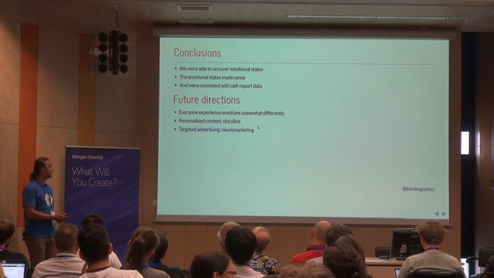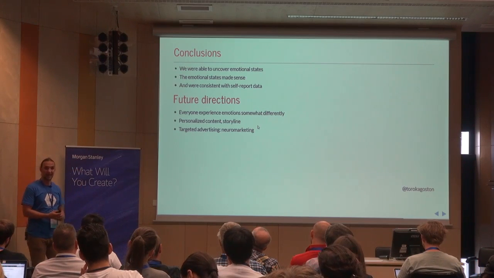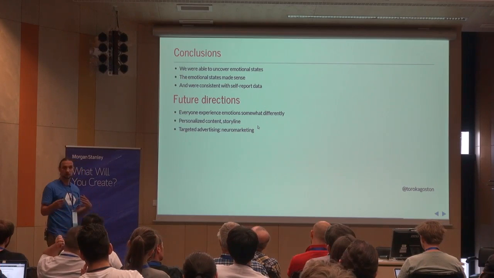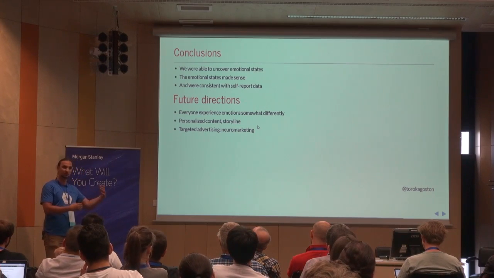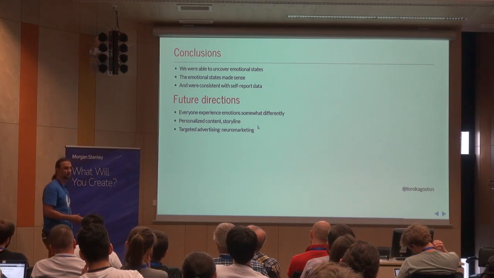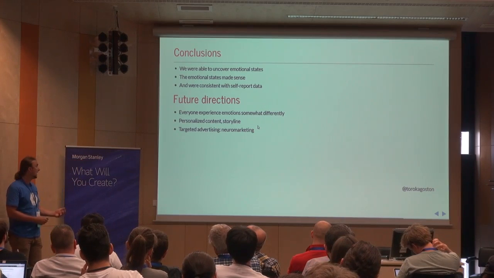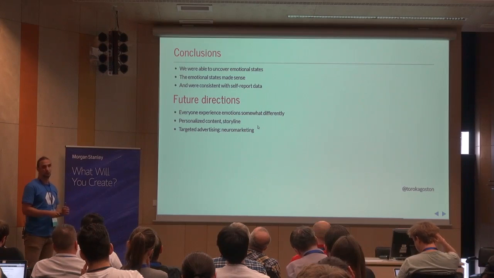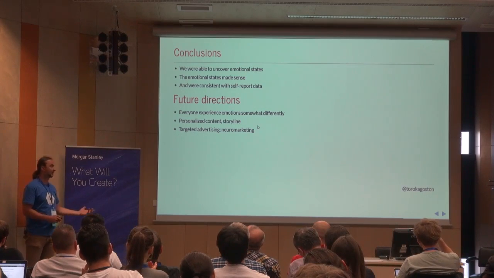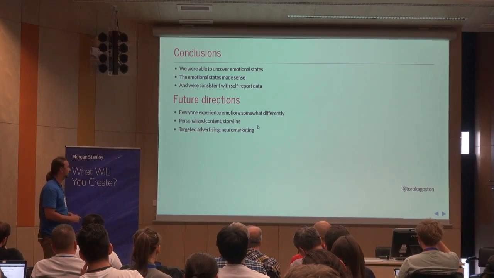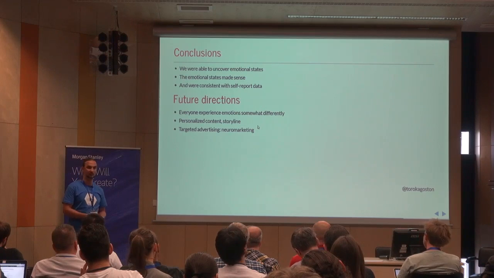You can define future directions as everyone experiences emotions differently and to different materials. You can use distinct hidden Markov models and distinct observation probabilities for different people, and personalized content, storyline of film, and what is even better, you can use this for targeted advertisements, and this is what neuromarketing does and what we do at Synatic.